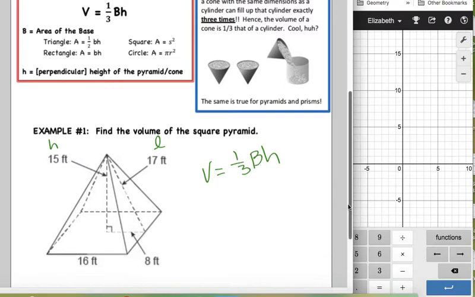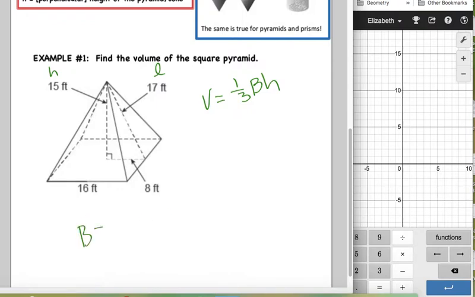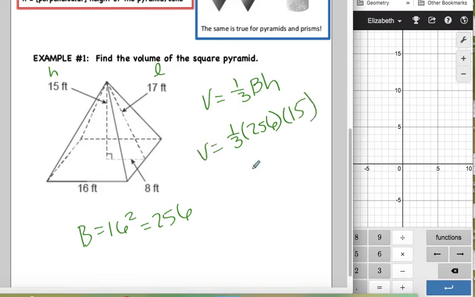So for us in this image here, the B, the area of the base, is 16 squared. Just squaring 16 is 256. And the height is the 15. So we want to do 1/3 of 256 times that height of 15 to get our volume, giving us 1,280 feet cubed.